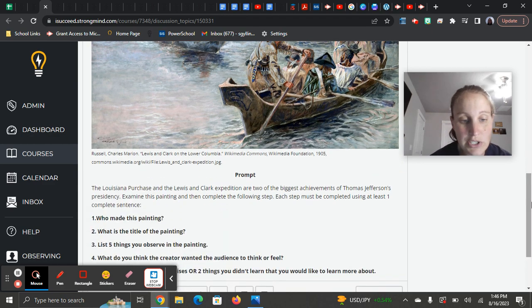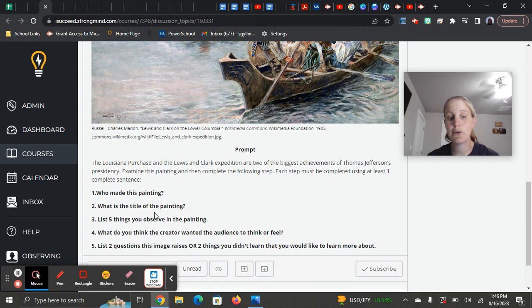The Louisiana Purchase and the Lewis and Clark Expedition are two of the biggest achievements of Thomas Jefferson's presidency. Examine this painting and then complete the following steps. Each step must be completed using at least one complete sentence. So first of all, you're going to let me know who made this painting. Again, right up there. That's who made the painting. Number 2, and again, make sure to use complete sentences. So you say, Charles Marion Russell made this painting. What is the title of the painting? Complete sentence. Go ahead, put that in there.